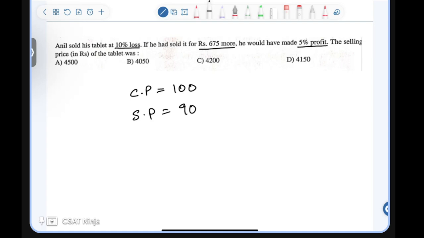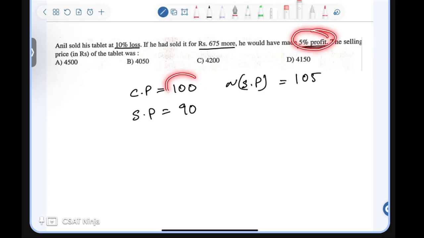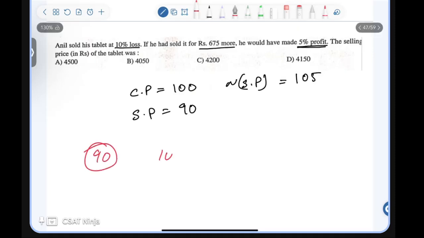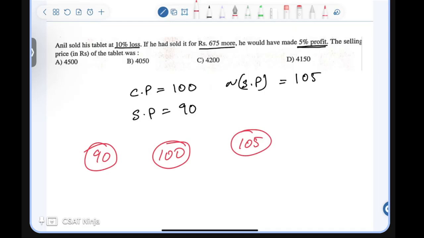If there is 5% profit, then the new selling price will be how much? The new selling price will be 105 there, because there is a 5% profit. That means from 100, if there is 5% profit, it will become 105. You look here, we have 90, which is the actual selling price, and we have 100, which is the cost price, and we have 105, which is the new selling price.